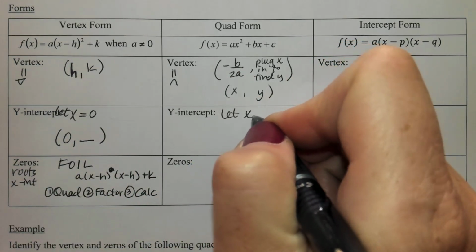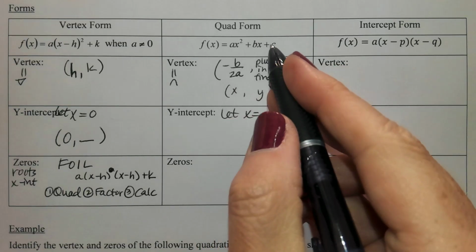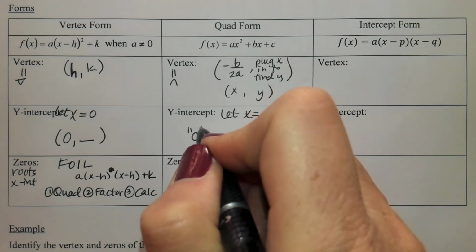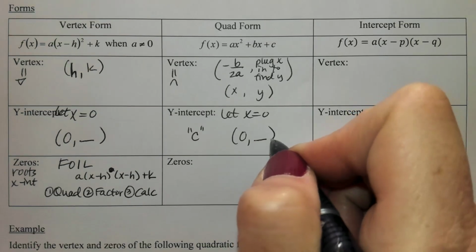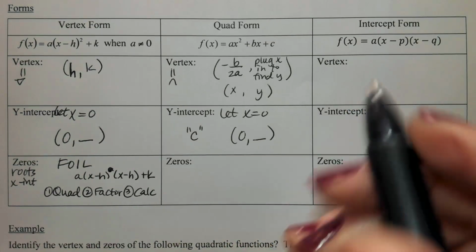Y-intercept, we are still going to let x equal 0, and usually that turns out to just be this c value on the end. And so that's just going to be 0, and then whatever number you get should just be your c value.